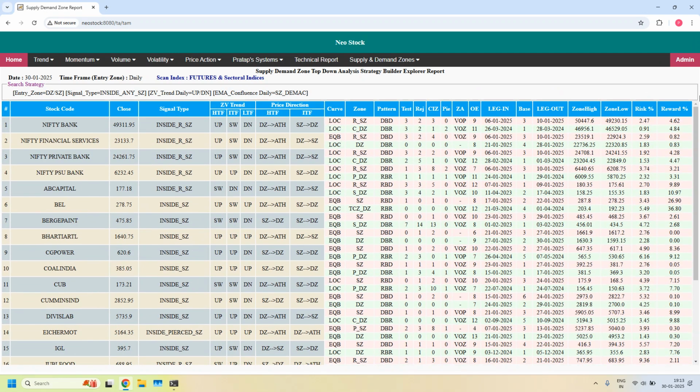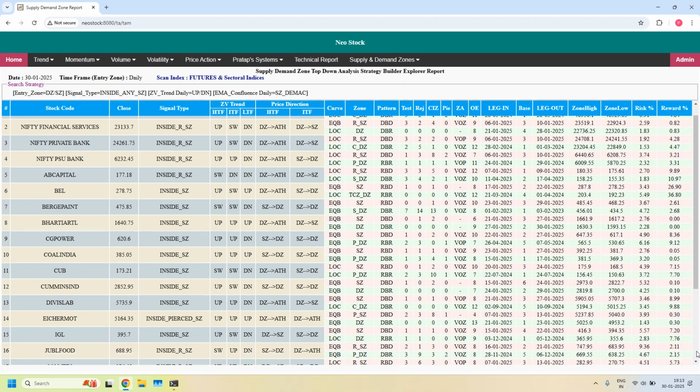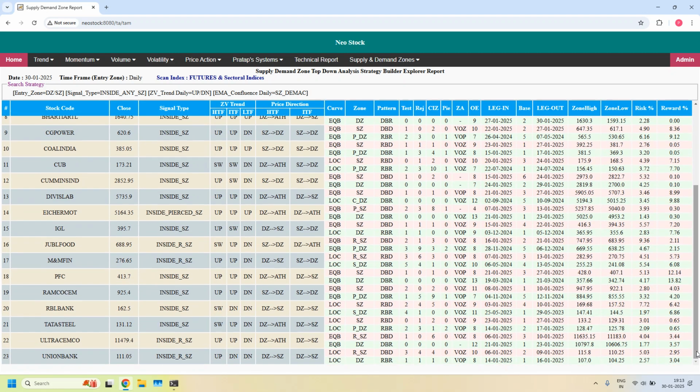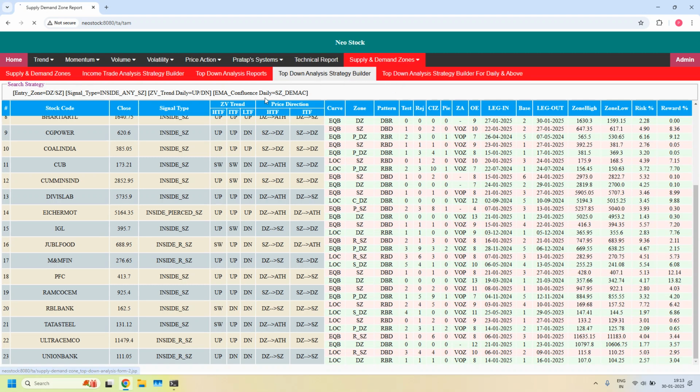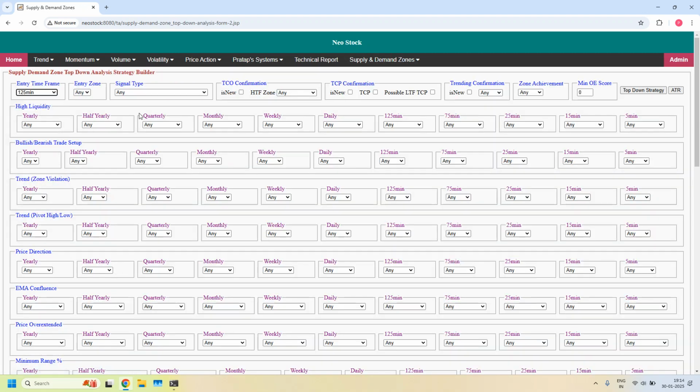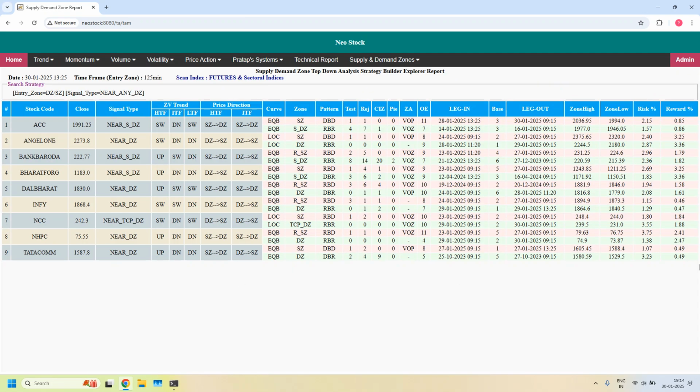So first 15 stocks in the list. I am scrolling the list down. So total 23 stocks are filtered. So this is about daily time frame. Next time frame is 125 minutes. Stocks near 125 minutes demand zone. We got 9 stocks.